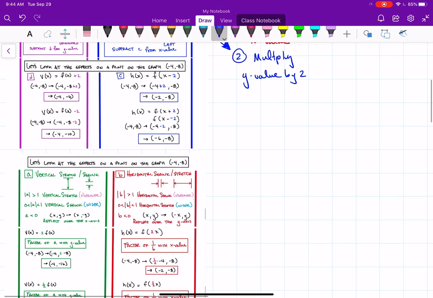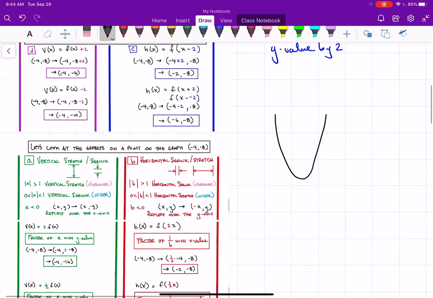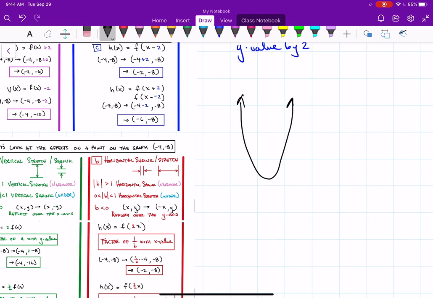So let's talk about if I had a parabola, right? If I was to do a vertical stretch to it, it's actually going to go something like this, where the parabola actually got narrower because you're stretching it.